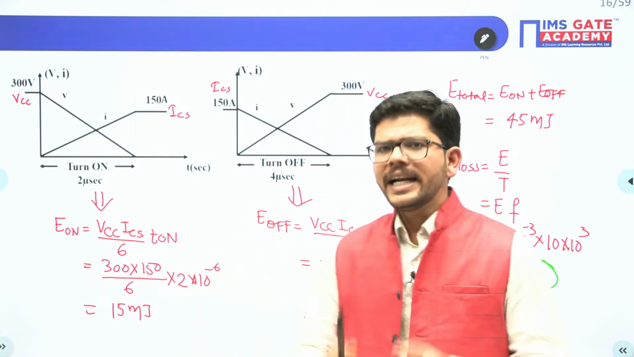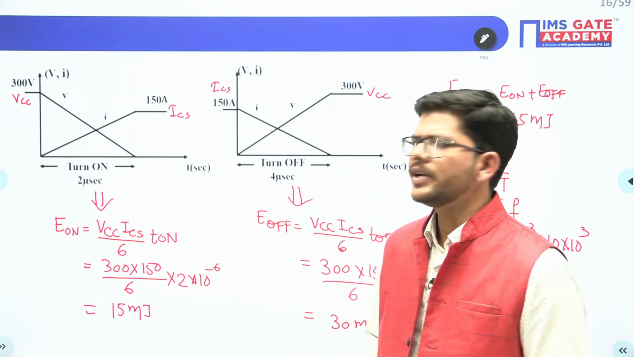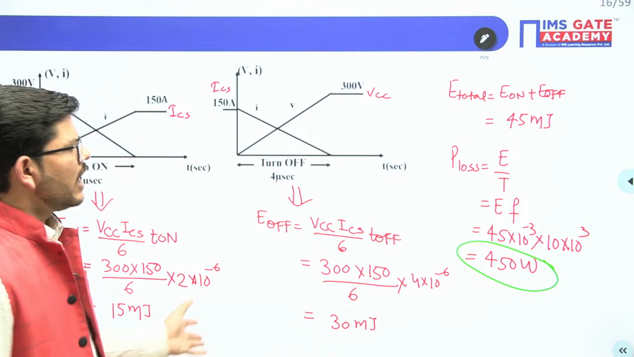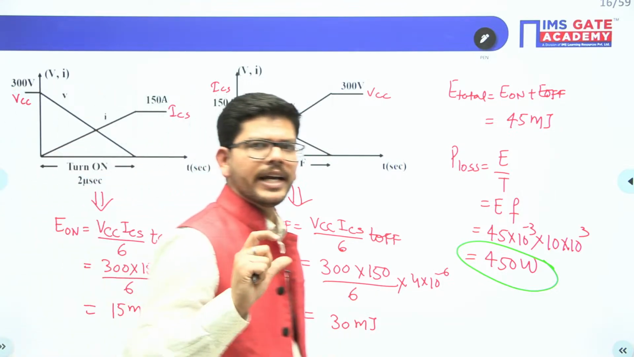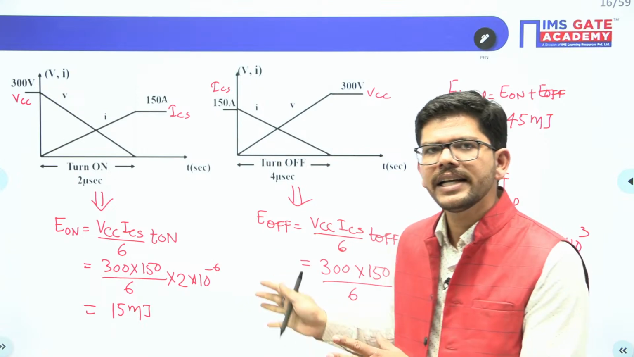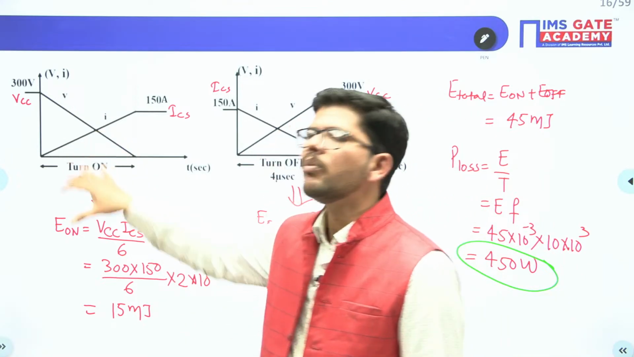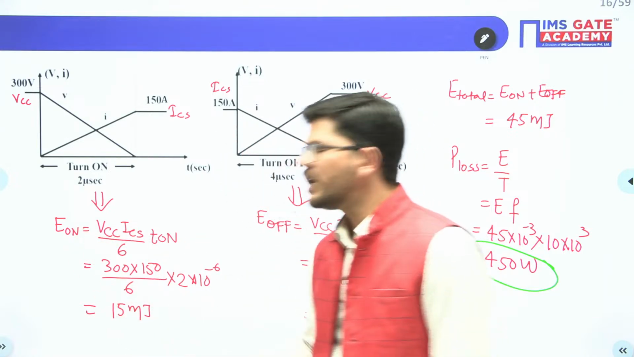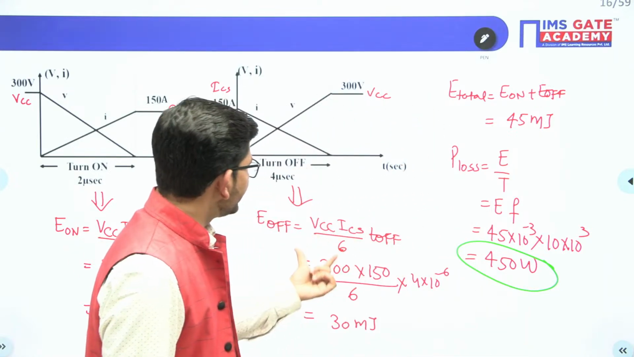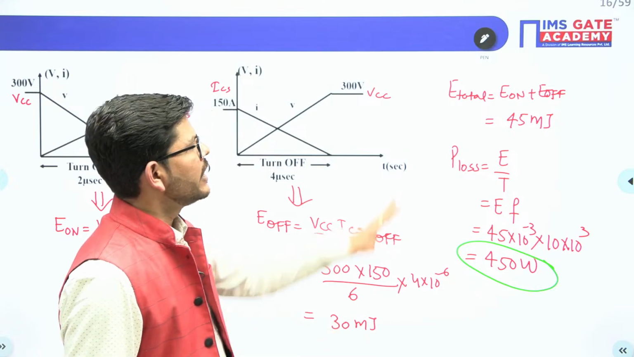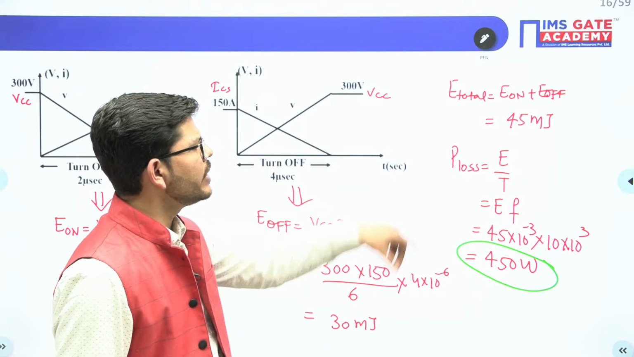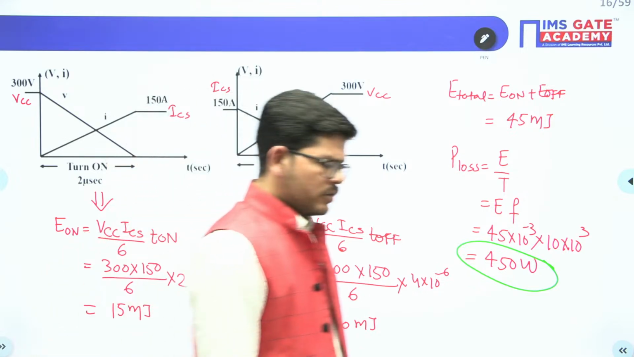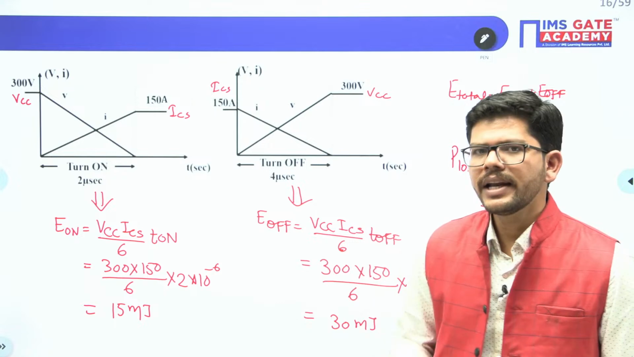Right now here in power electronics, either you will get this kind of question, and the next kind of question is also something you can expect in the exam. Is that clear? When voltage and current both are varying in this particular manner, you can use this formula directly in order to calculate E on and E off. Then total E will be calculated, and when you divide E by T, you will get the power loss. So this is one kind of problem that you can expect.